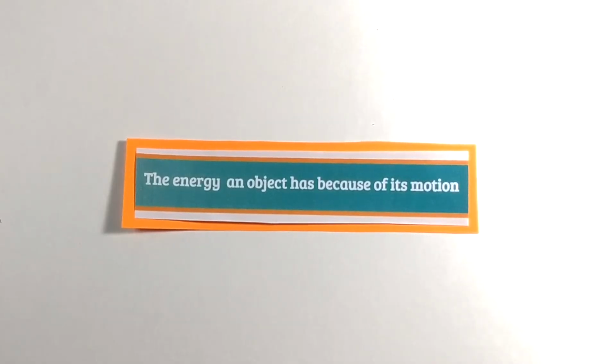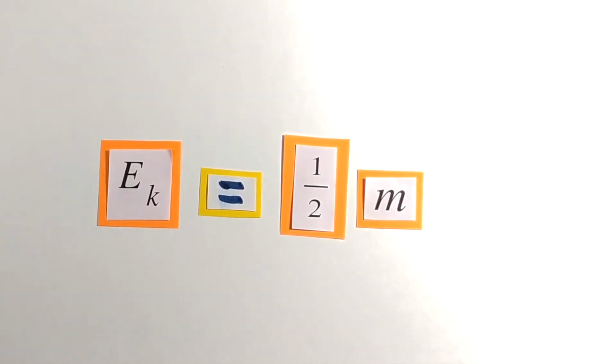Kinetic energy is defined as the energy an object has because of its motion. But how do we calculate kinetic energy? Well, it's actually very simple. Kinetic energy is equal to half the mass of an object times the velocity squared.